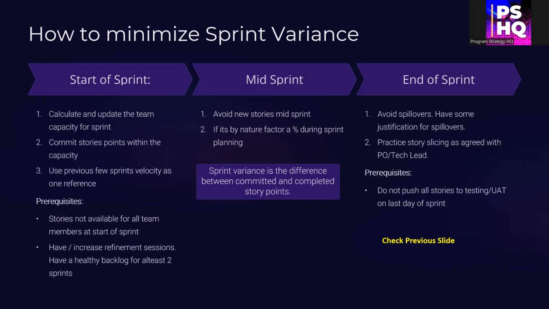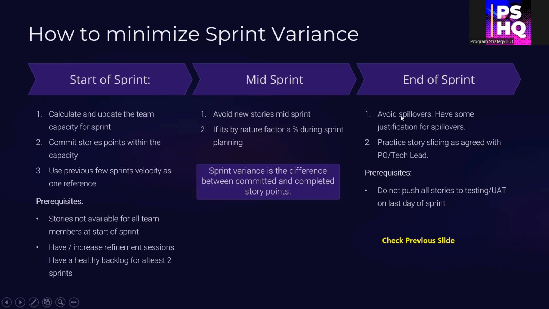In such cases, if you know this beforehand, have a percentage of it factored in at the start itself. If your team capacity is 30, go with only maybe 25 or 20 story points, a certain percentage, at the start of the sprint. You keep it so that you will know that this is the work which will keep coming, and you can have full capacity by then.